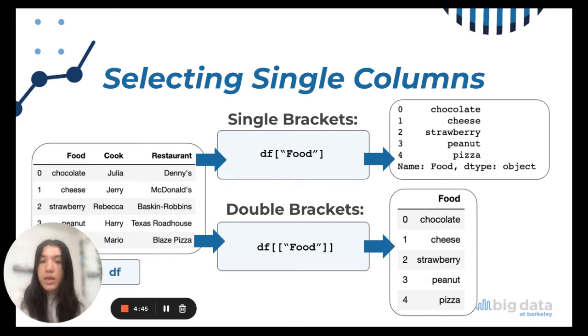Another table function we can discuss is selecting single columns and working with those single columns. Selecting single columns can either result in a series or a data frame. First, we'll discuss a series. So in order to select a single column as a series, we use single brackets. So df with single brackets of our column name results in our series of food names. Double brackets, on the other hand, result in a data frame. So df double brackets food results in a data frame of just our single column.